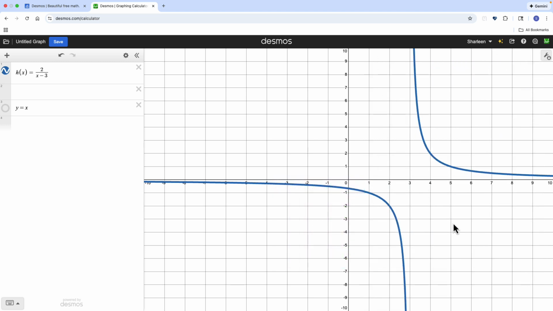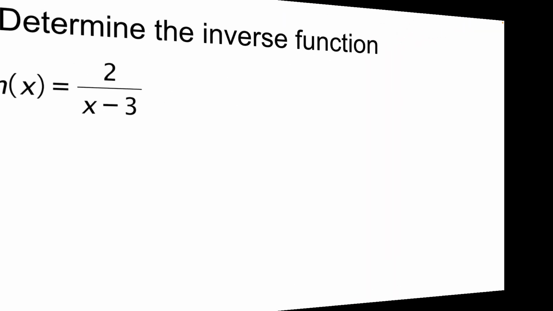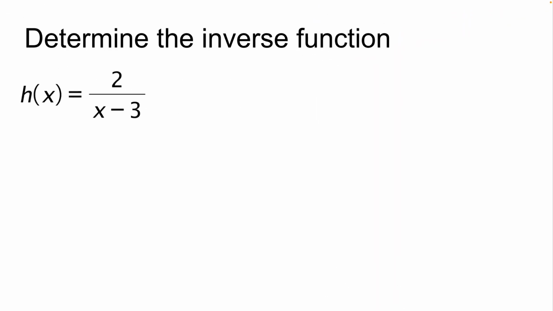Here's our function h of x. It looks like it would pass the horizontal line test. Any horizontal line that we draw would touch the graph at most once. So this function is 1-to-1, and therefore it is invertible. Okay, so we know h of x is invertible because it is 1-to-1.